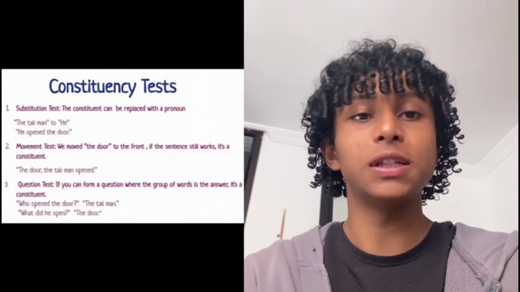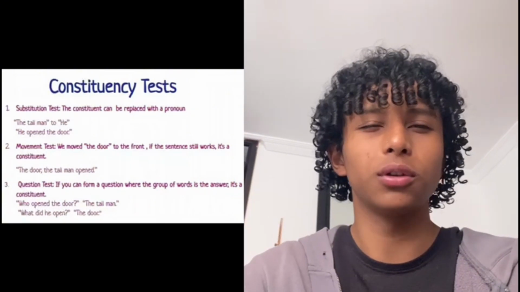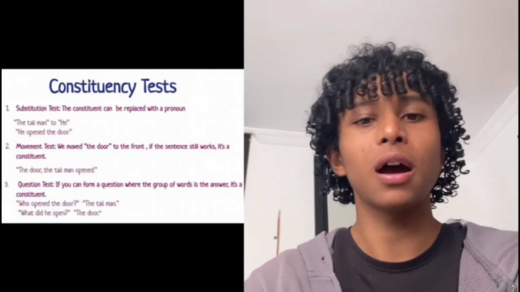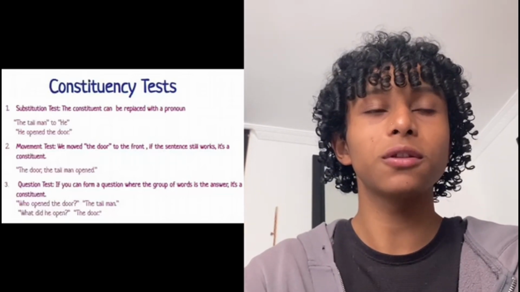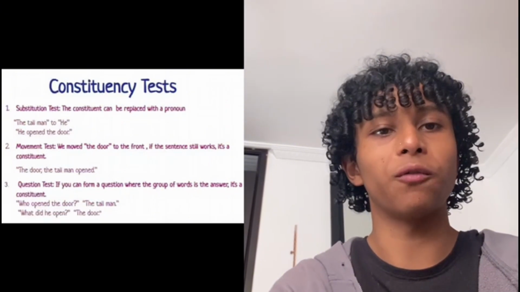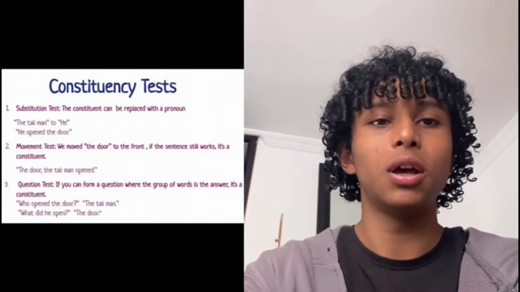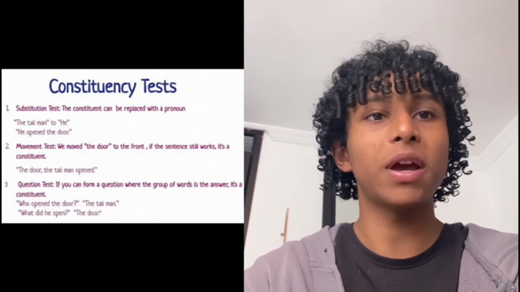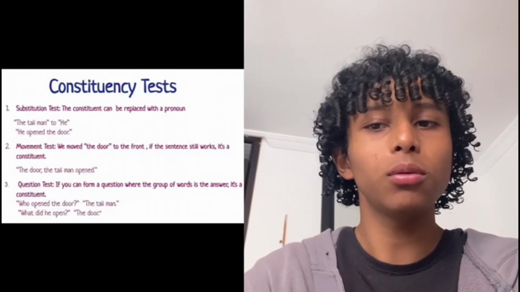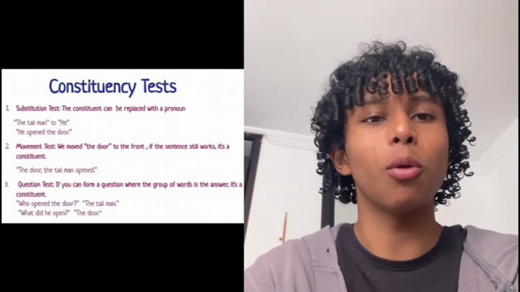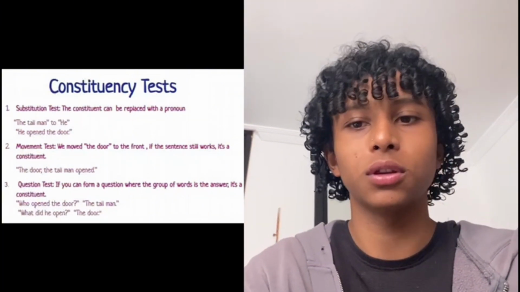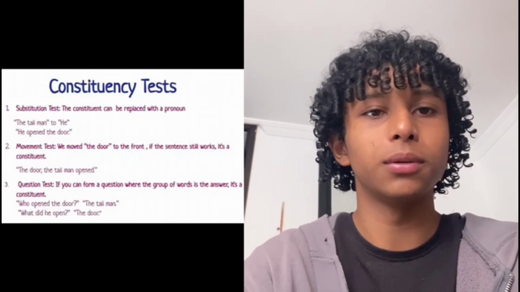The second test is the movement test. What is this about? When we want to identify a constituent with this method, we should move the constituent to the front of the sentence, and if it still makes sense, it is a constituent. For example, "The door, tall man opened it." It still makes sense, so "tall man" is a constituent.